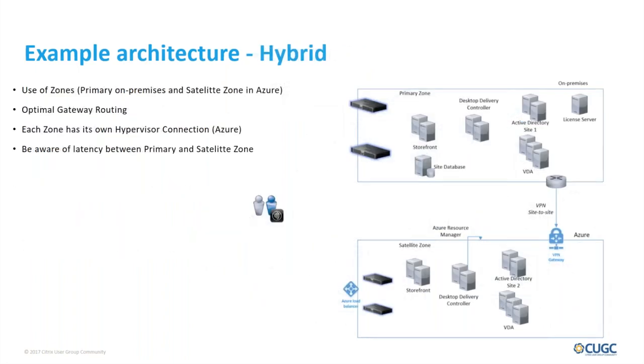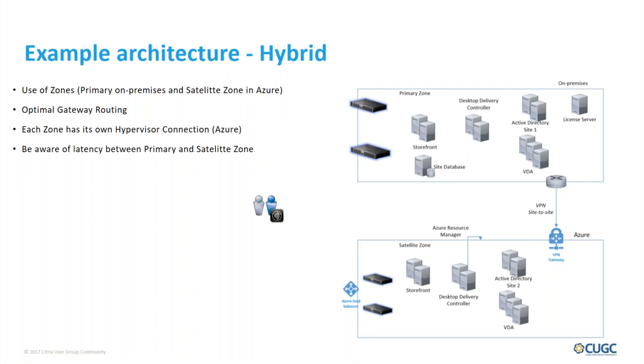You also have a hybrid scenario where you have multiple zones. So you have a primary zone on premises. You have your own desktop delivery controllers there. You have a set of NetScalers. You have the site database stored there. You have a VPN connection between your on-prem and Azure, which is then a satellite zone. And a satellite zone can have its own delivery controllers, but it's going to communicate with the on-premises site database. But the satellite zone can also have its own hypervisor connectivity, so it can communicate directly to Azure Resource Manager.